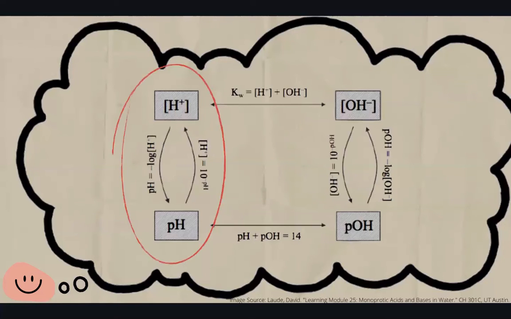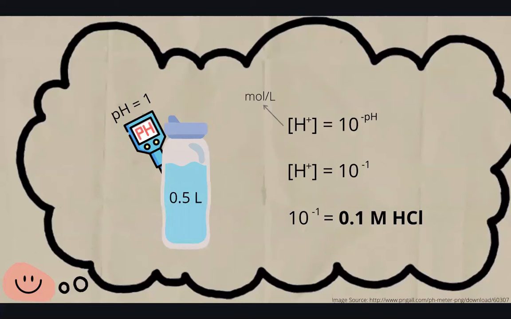First, Summer needs to find the hydrogen ion concentration of the acid. She uses this diagram from Dr. Lottie's Chem 301C class and finds that the correct equation is the hydrogen ion concentration, measured in moles per liter, equals 10 to the power of the negative pH.